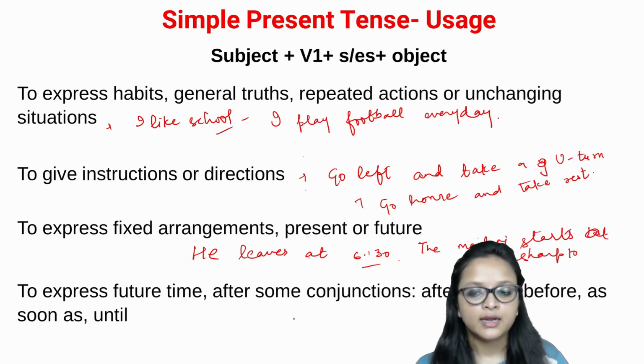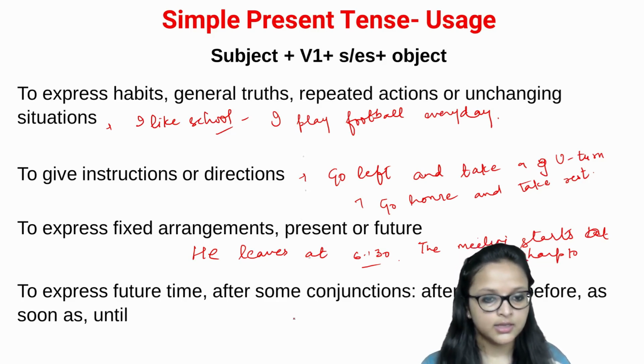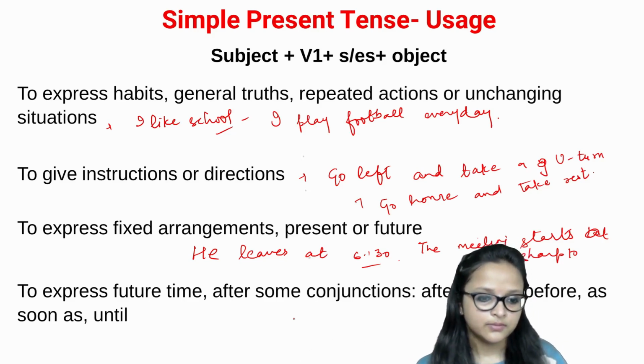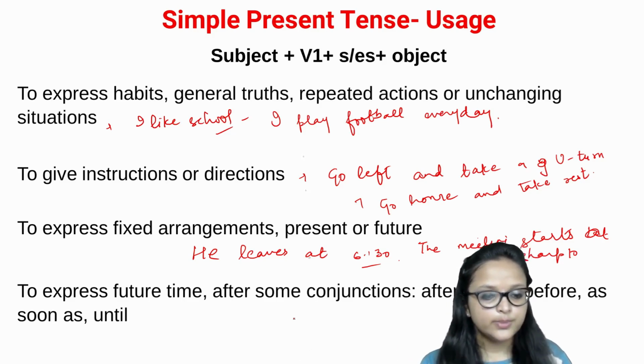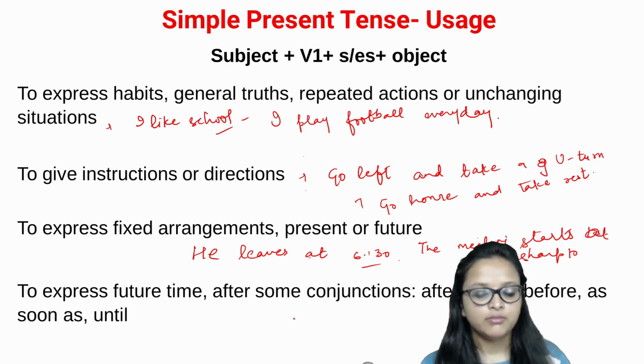The meeting is going to start at 10 a.m. in the morning and this is fixed. There are going to be no changes. So you say the meeting starts at 10. Then, to express future times after some conjunctions like after, when, before, as soon as, and until.